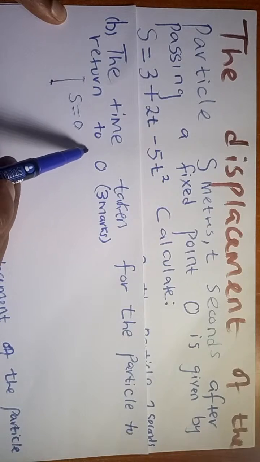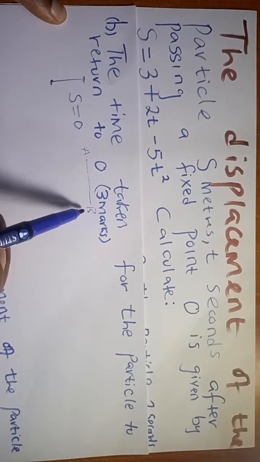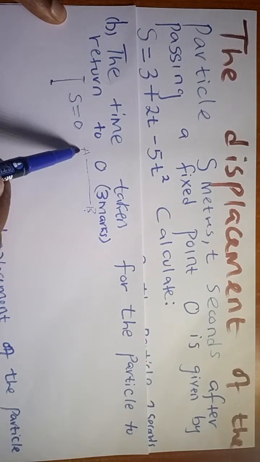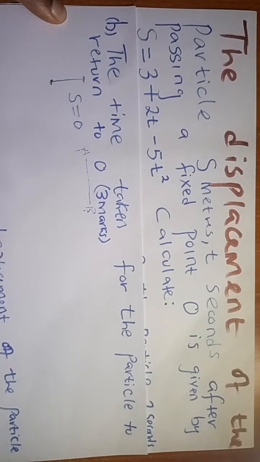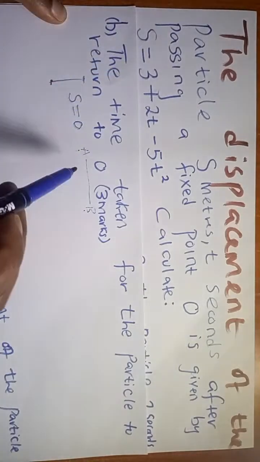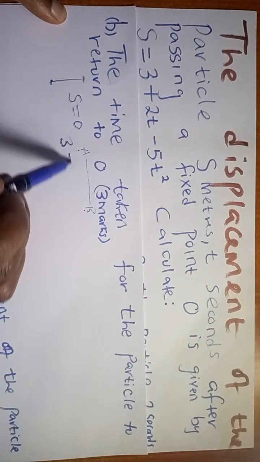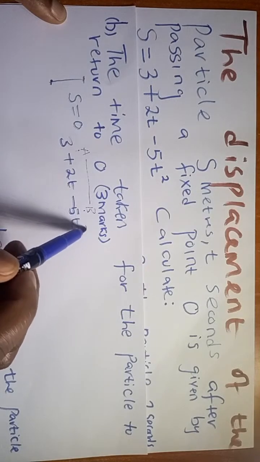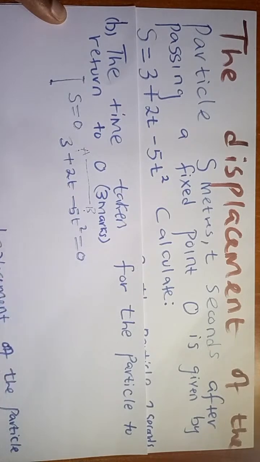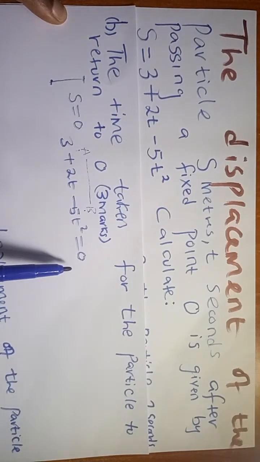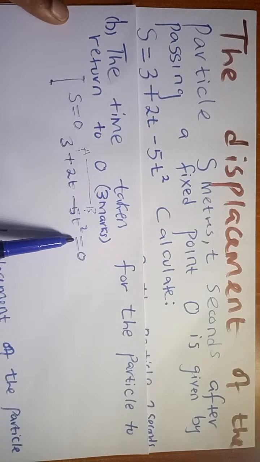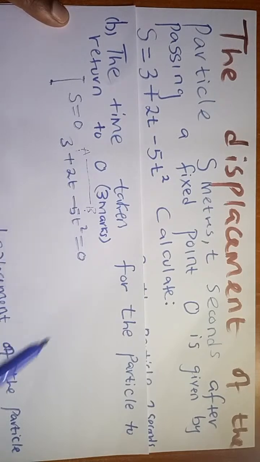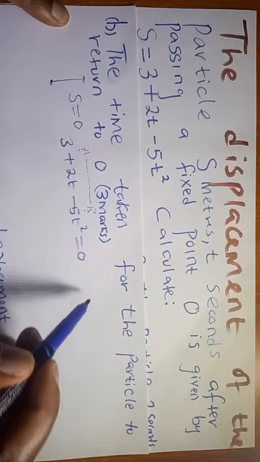If you move from one point A to B and then you move from point B to A again, we say you've covered 0 displacement. So we're going to therefore equate the equation for displacement to 0. So 3 plus 2t minus 5t squared is equal to 0. And now what we form here is a quadratic equation which can be solved using, for example, the quadratic formula.